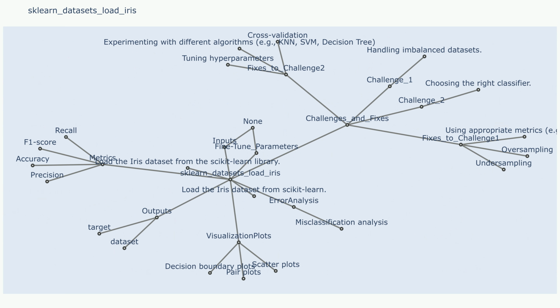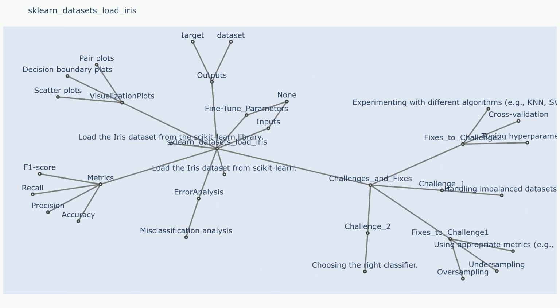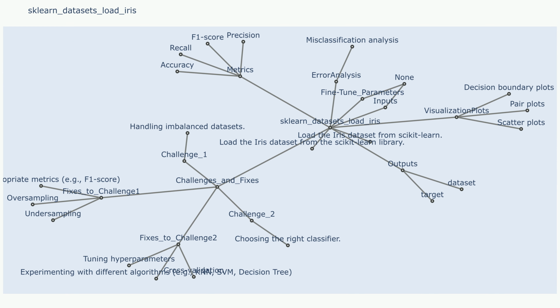Visualization plots. Scatter plots visualize the relationships between different features, for example, sepal length vs. sepal width. Pair plots show the relationships between all pairs of features in the dataset. Box plots display the distribution of each feature for each species.